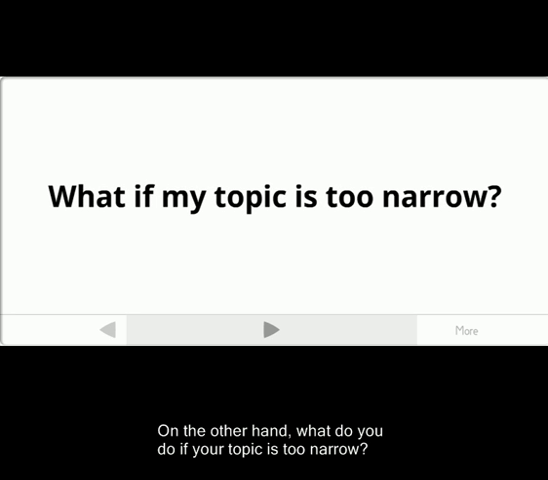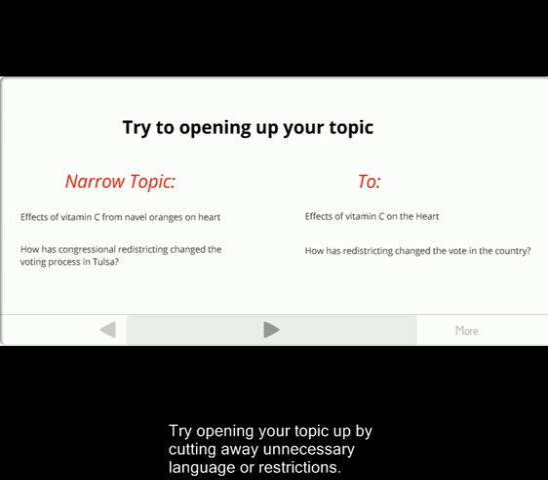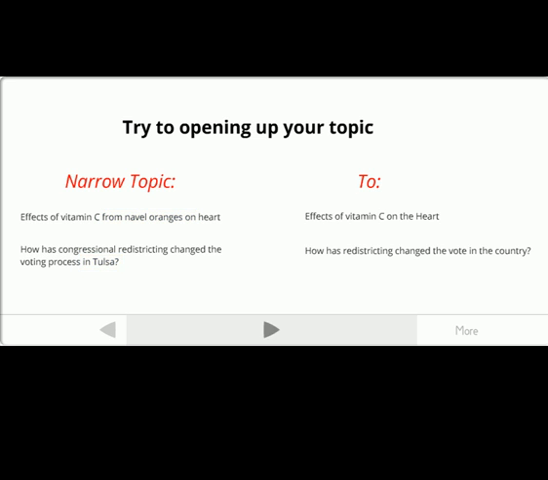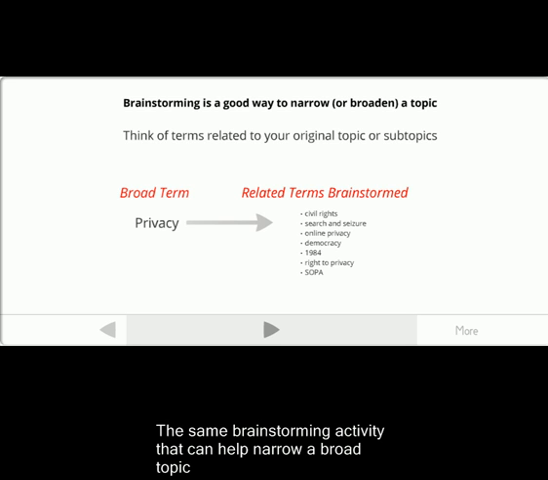On the other hand, what do you do if your topic is too narrow? Try opening your topic up by cutting away unnecessary language or restrictions. The same brainstorming activity that can help narrow a broad topic can also help broaden a narrow topic.